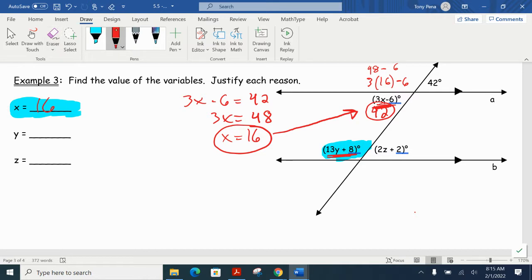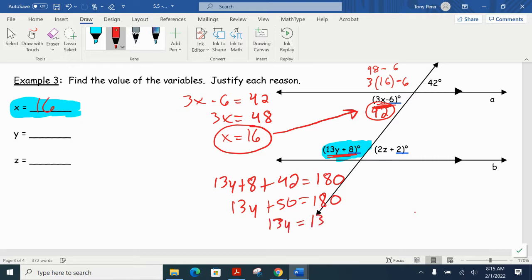So now these are our same side interior. So 13y plus 8 added to the 42 degree angle, that needs to add up to be 180 degrees. Okay, this is looking much nicer already. Add your like terms here. So the 8 and the 42 make 50. Subtract that 50 over. So we get 13y equals 130. And then now much nicer, we get y to be a 10.